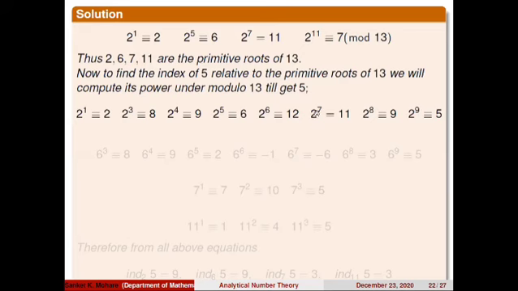Similarly, 2 to the power 7 can be calculated as 2 to the power 6 into 2. But 2 to the power 6 is congruent to 12, so 12 into 2, 24. And 24 minus 11 is how much? 13. And 13 is divisible by 13. That's why 2 to the power 7 is congruent to 11. This is the congruent symbol; by a printing mistake, it became equal. Okay. Now 2 to the power 8. 2 to the power 8 is congruent to 9.